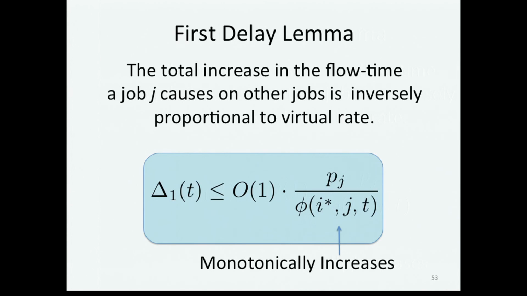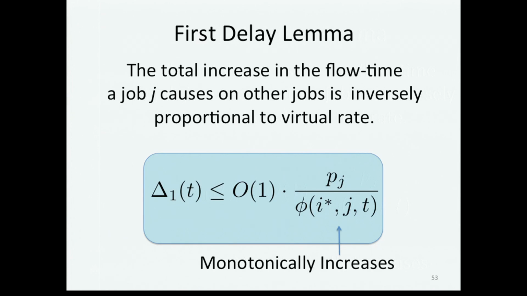So what we want to measure is that the delta 1 of t at time t is the total increase in the flow time the job j causes on other jobs in its entire course of the schedule. And the first lemma we show is that this quantity is sort of inversely proportional to the phi. Right? And this is one intuition which everybody saw, every job was trying to maximize this quantity. I want to keep this quantity small because I want to keep my dual objective small, or the flow time to be small, which means that I want to maximize this quantity. So this is one motivation to define this game.